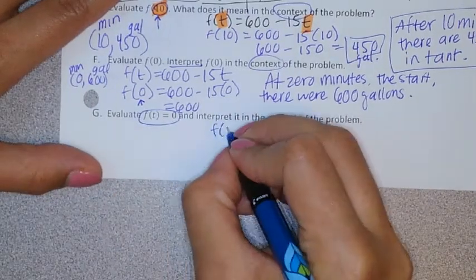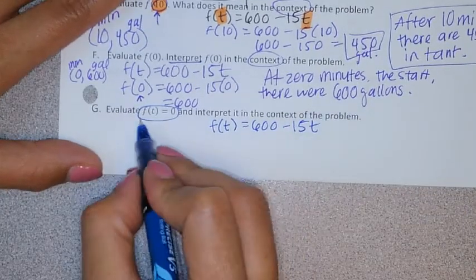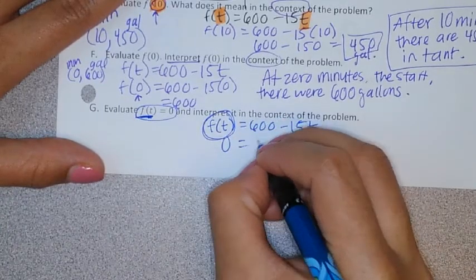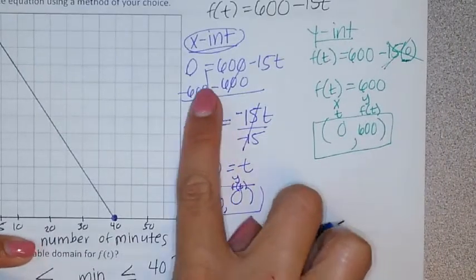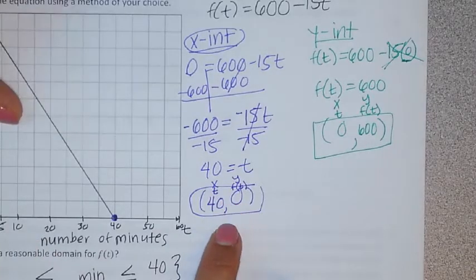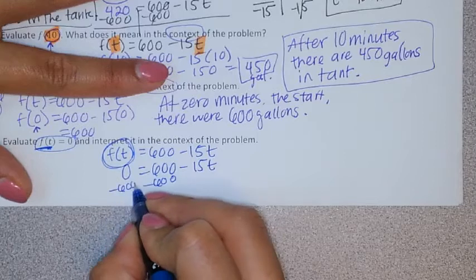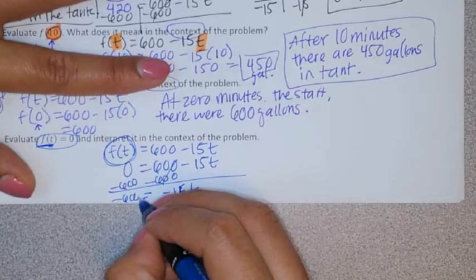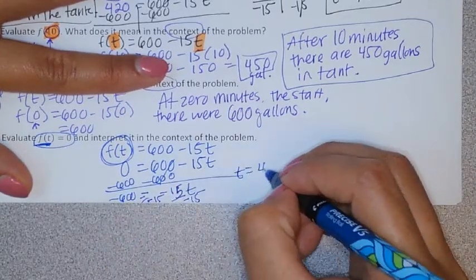On the next one, you have to evaluate f of t equals 0. So I write my original equation again. And now f of t, so all of the y value, would be 0. When I substitute, I remember, oh, I already did that initially. I made f of t be 0, and that was actually the x-intercept, so I should get 40 when I do that. Divided by negative 15, t equals 40.